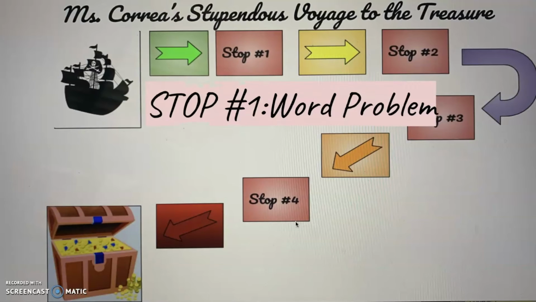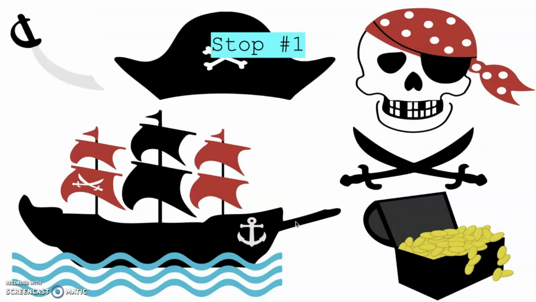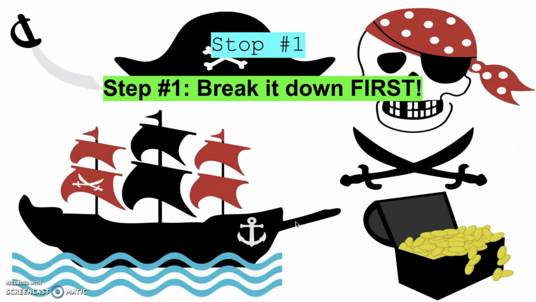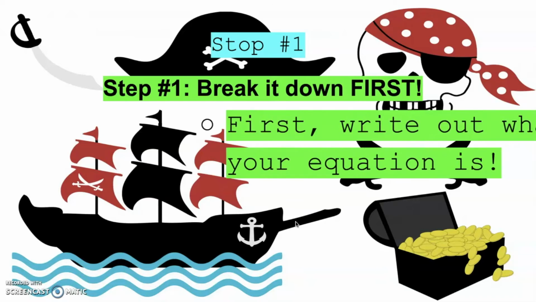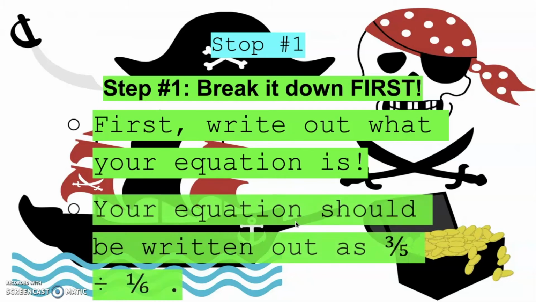So for stop number 1, the problem is if Miss Correa's phone battery life on the boat is down to 3/5 and continuously drains 1/6 every hour, how many hours will her battery last? So the first thing we're going to do, step number 1, is we're going to break it down first. That is the easiest thing to do. It allows us to not make any mistakes, and it also allows us to see if we did make a mistake in the end, we go back and look at each step carefully. So first you have to write out what your equation is, and your equation should be written out as 3/5 divided by 1/6.